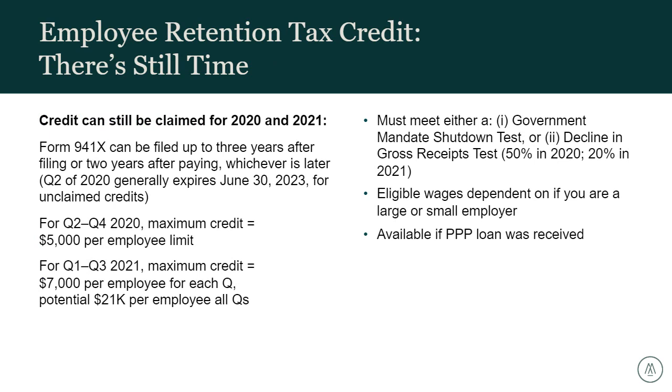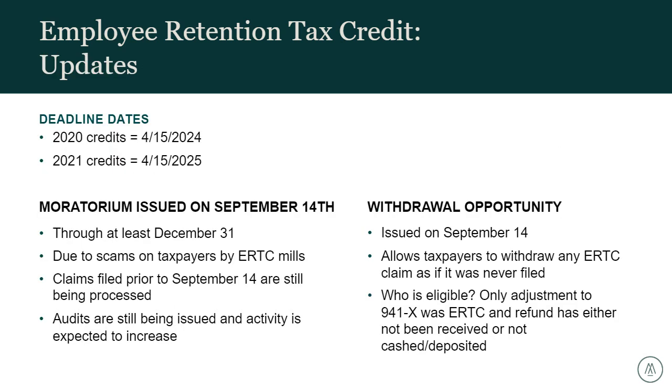The one other item that I wanted to mention before I turn it back to Colleen to wrap up is the employee retention tax credit. There's still time. Credit can still be claimed for 2020 and 2021. And here's some additional information of what those amounts and qualifiers are. However, there has been a moratorium issued on September 14th that's planned to last through at least the end of the year, as there has been an extreme volume of false and wrong filings for this.